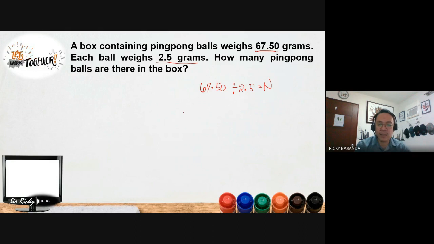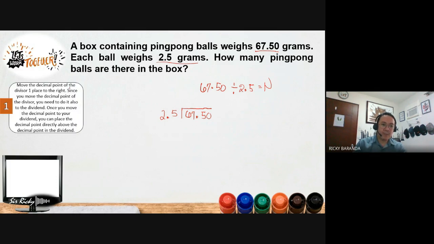Okay, so gamit ulit tayo ng division house. 67.50 divided by 2.5. So, dito mapansin nyo, nag-divide tayo ng mixed decimal by another decimal. So, dyan, move the decimal point of the divisor one place to the right. One place lang, kasi isang number lang yon. So, magiging siyang 25. Okay? Then, since minove natin yung decimal point sa divisor, ganun din sa dividend. So, magiging 675.0. Okay. Pwede natin yung ilagay doon.